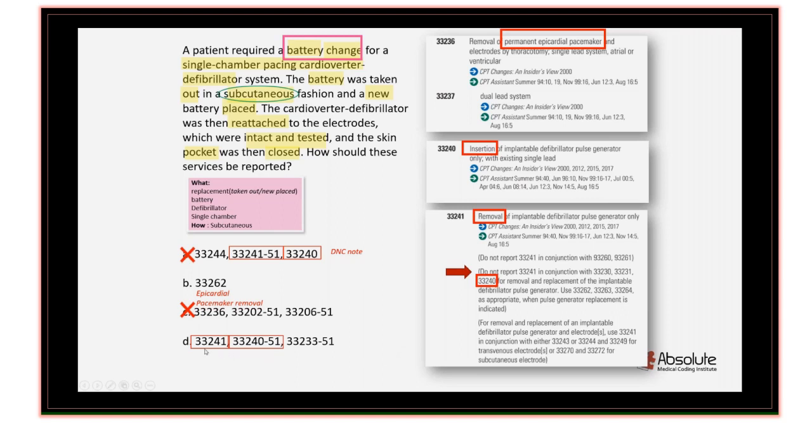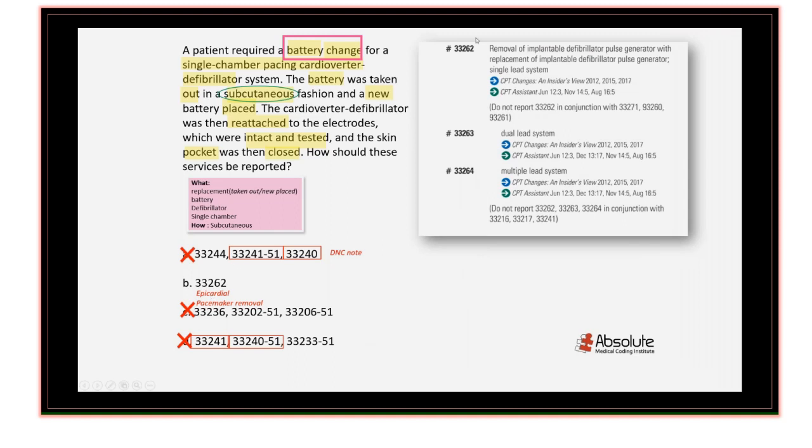So I'm going to go ahead and continue. 33241 and 33240 are also found in your D, which we now know has a do not report code there. So now we eliminated D and you're left with 33262. If you continue to read here, it's actually telling you how to code that: removal and replacement of implantable defibrillator pulse generator. It's giving you these codes. So that's here, 33262. Let's confirm that. 33262 is a removal of an implantable defibrillator, in this code language, with replacement. So removal and replacement, boom, keywords are there, pulse generator, and then single lead. Everything we need is actually here. So all you need is that code 33262.